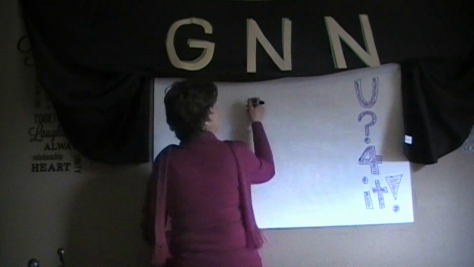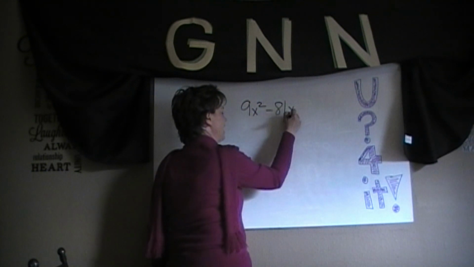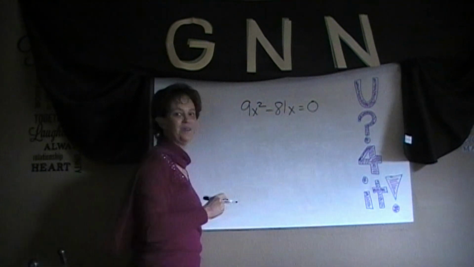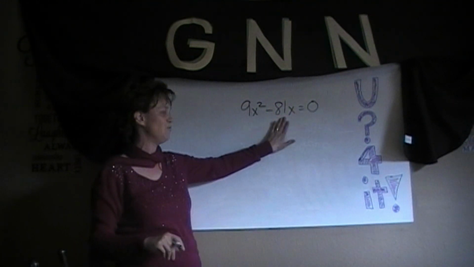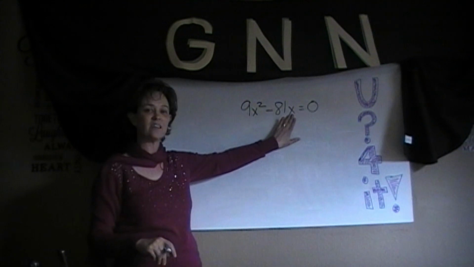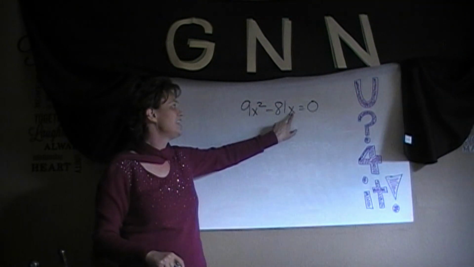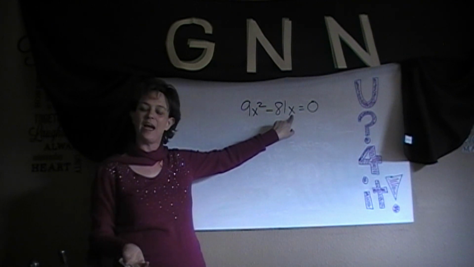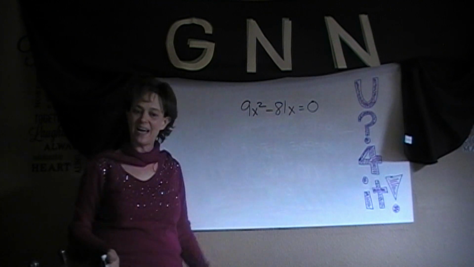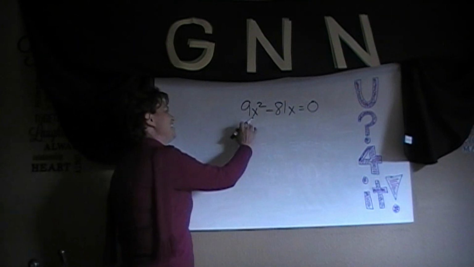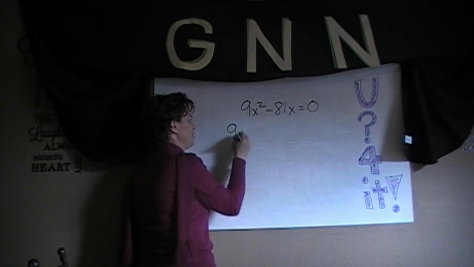Okay. You've got 9x squared minus 81x equals 0. Now if this was just 9x squared minus 81 and didn't have the x, we would just factor this as a difference of squares. But because it has the x, we cannot factor this as a difference of squares. We have to think about what is the greatest common factor. And the greatest common factor is 9x. So we're going to divide that out of both terms.